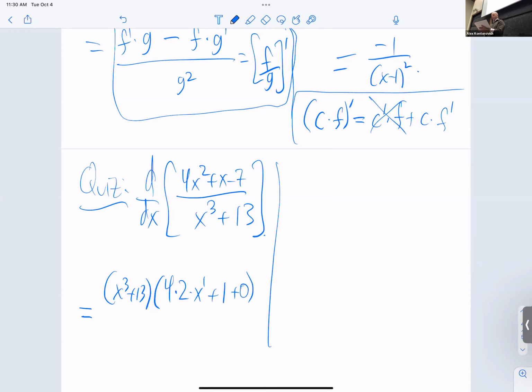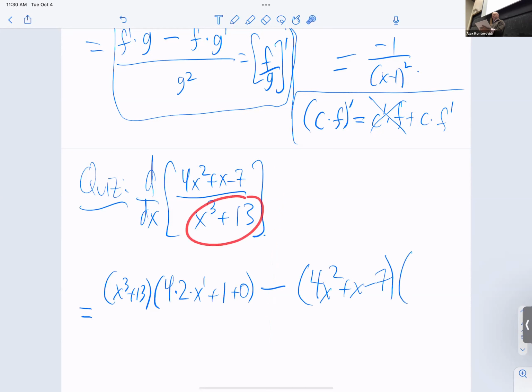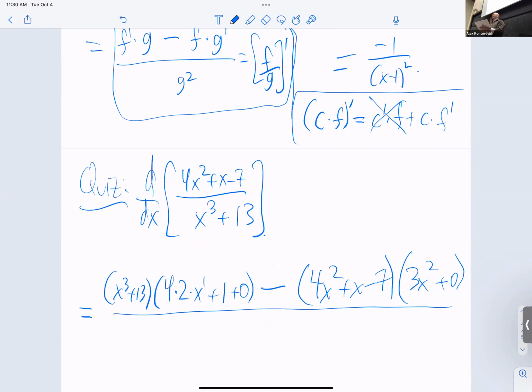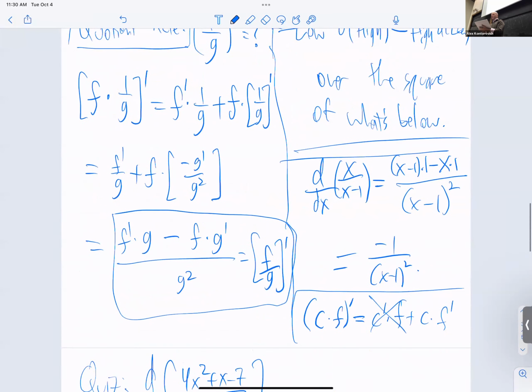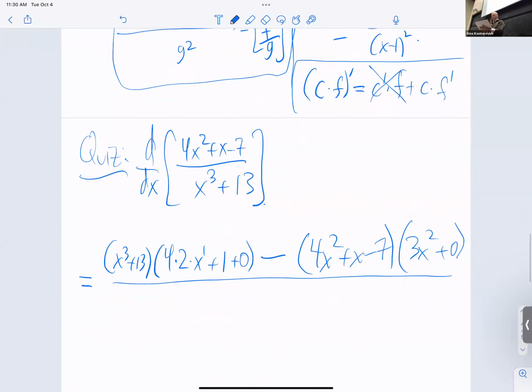Okay, so that's low d high minus high, just copy it down, d low. So d low, the derivative of x cubed using the power rule, is 3x squared. Well, I don't have to write plus zeros every time. You know the derivatives of constants are 0. Over the square of what's below, which is x cubed plus 13. Done.